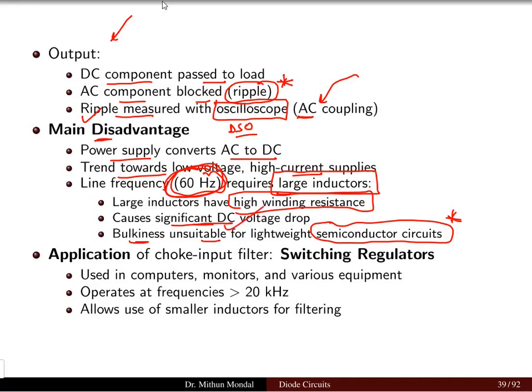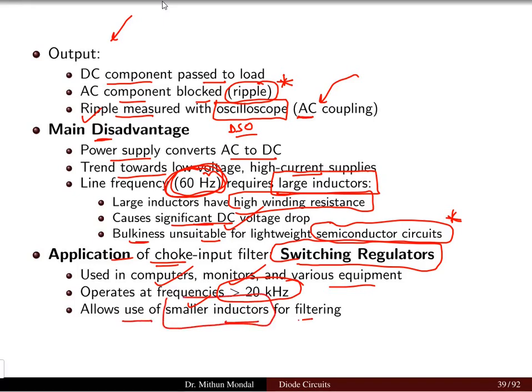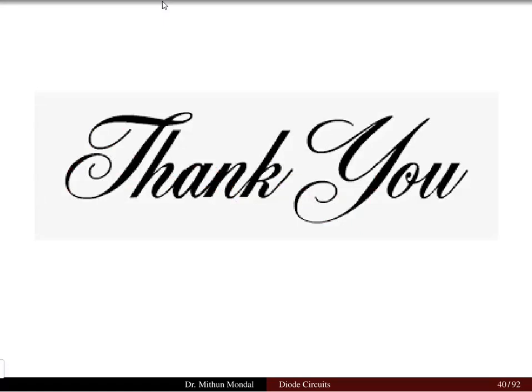So where do we use this choke input filter? We use it basically in switching regulators. Switching regulators are generally used in computers, monitors, or various equipment where the frequency is very much greater than 20 kilohertz, and this allows use of a small inductor for filtering. So here the inductor value is very small, resistance will also be small, and the power drop will be small. So for high frequency circuits like switching regulators, we may require a choke input filter.